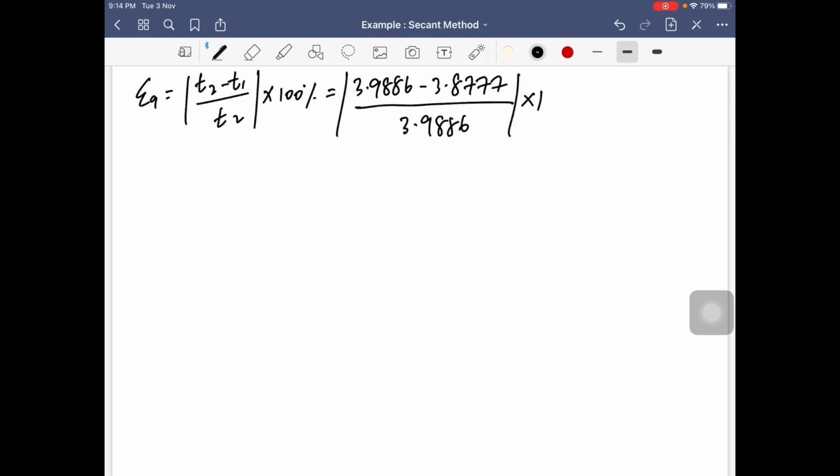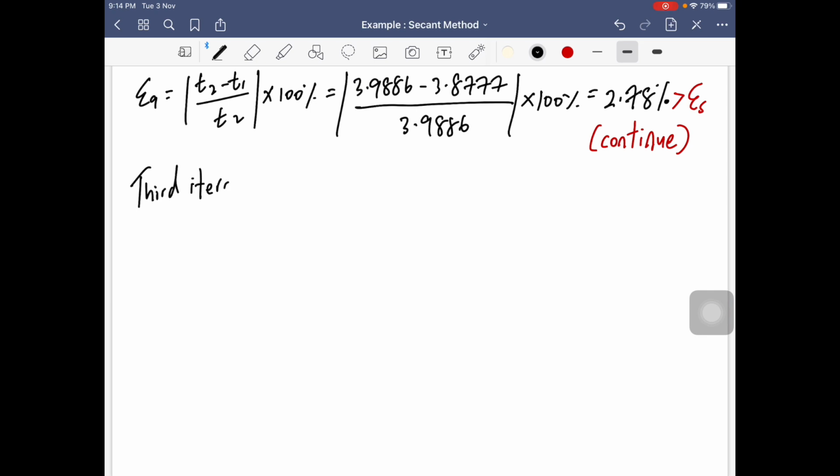Okay, multiply with 100%. So by using your calculator, you should get 2.78%. So again, this value is still greater than the given stopping criterion. Then we need to continue to the third iteration. Okay, so now continue third iteration.